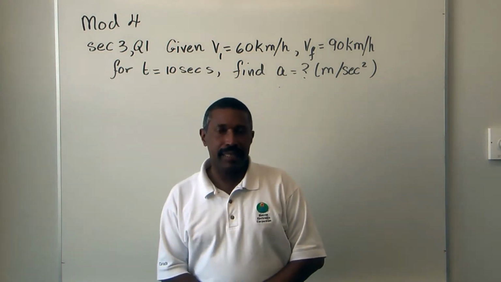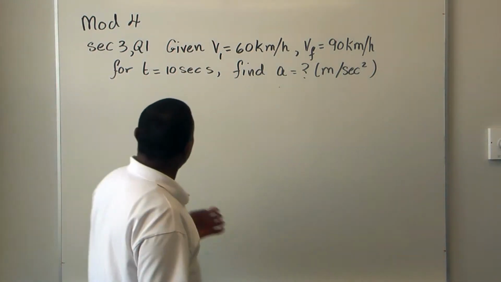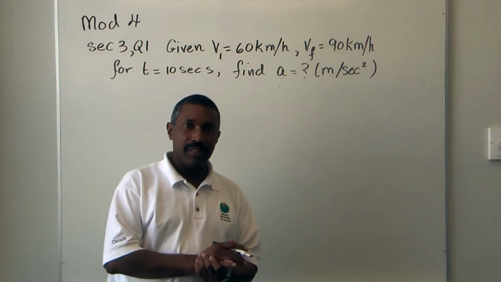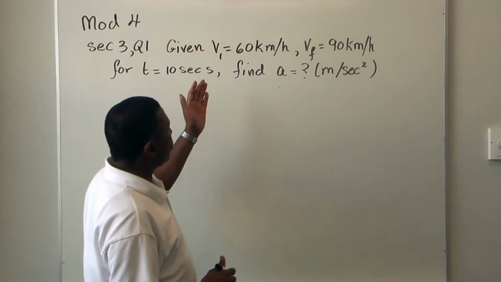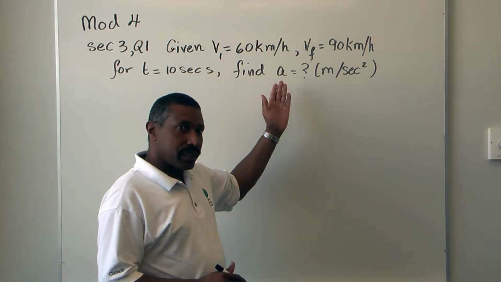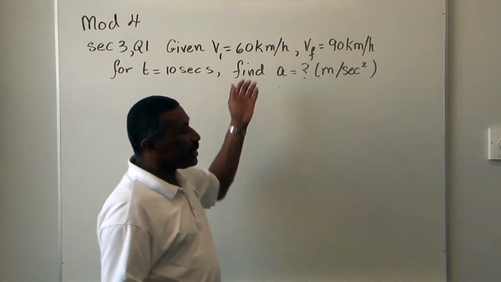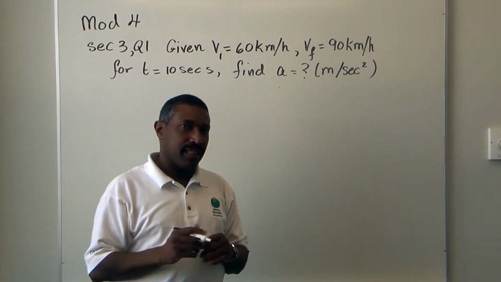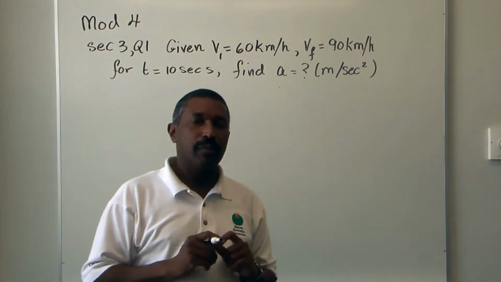Continuing in the linear kinematics calculations for our business students, this is in Module 4, Section 3, and it's the first question in your notes. If you turn to your module, you'll find that they're asking you to solve for the acceleration. This car is traveling at an initial velocity of 60 kilometers an hour, and it's going to reach a final velocity of 90 kilometers an hour in a time of 10 seconds. How can we calculate that?